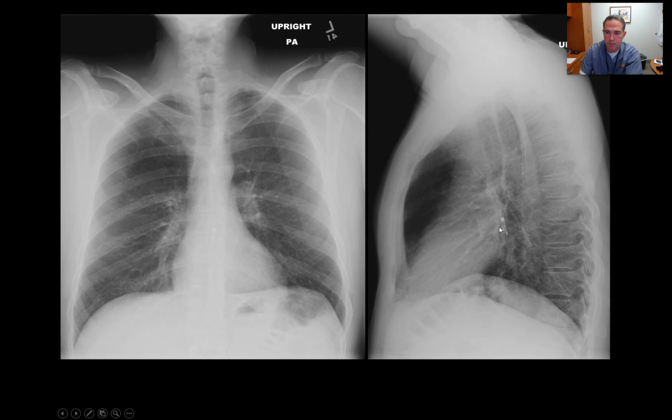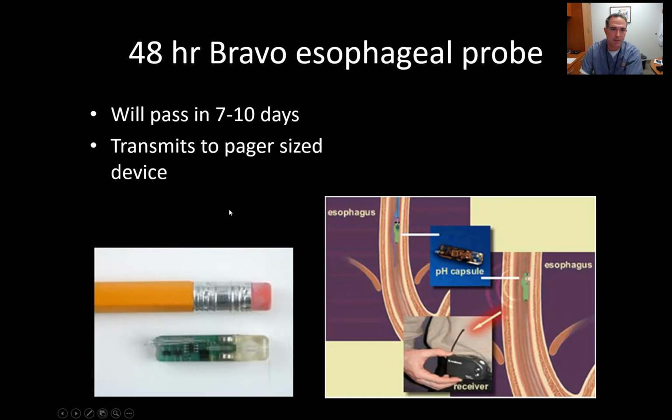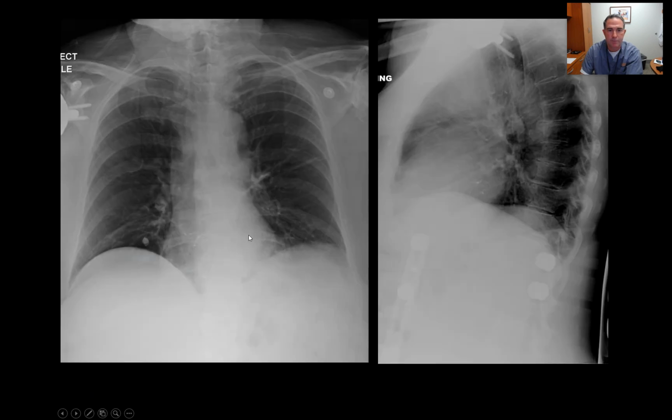This was a little probe-looking thing. Didn't know what that was. Turns out that is a Bravo probe. It's in the esophagus. This kind of looks like an IVC filter in the heart, which you don't want to see, but that is a PFO closure device.